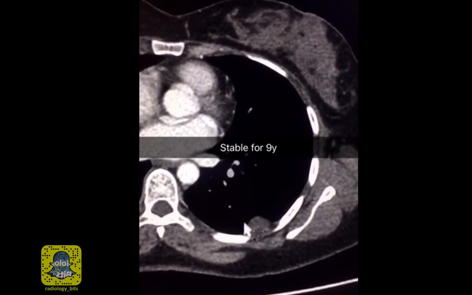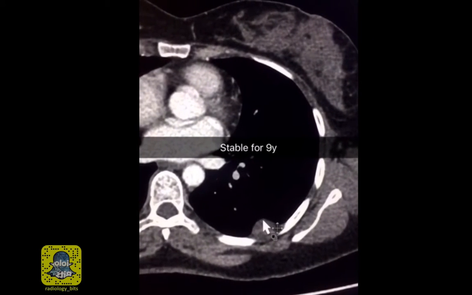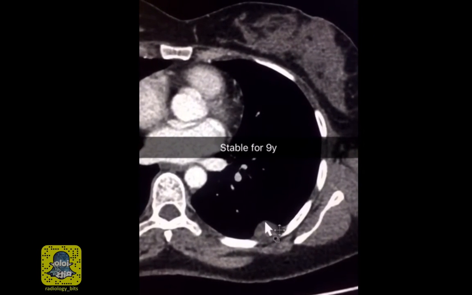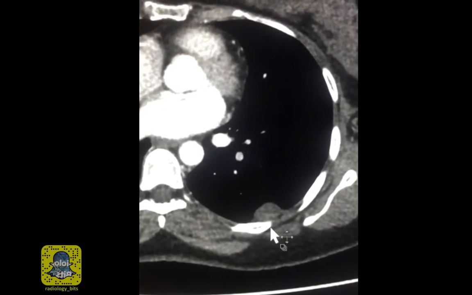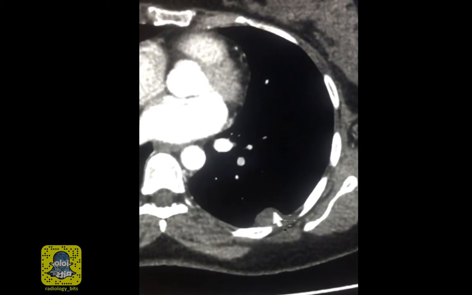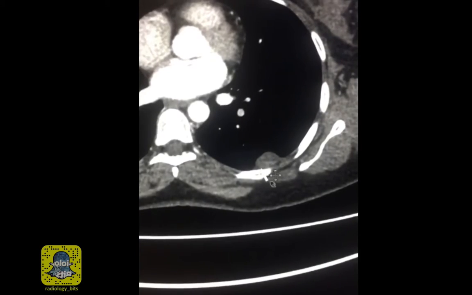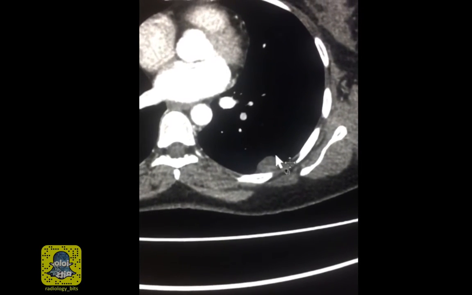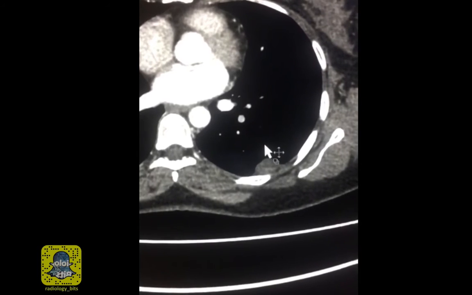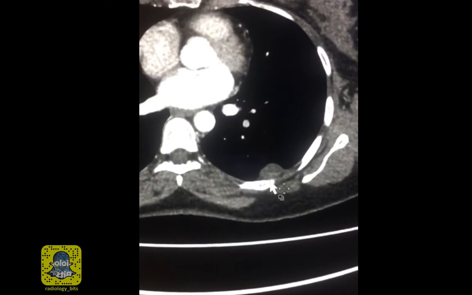More information on this lesion. The abnormality is stable since 2007. Given that this lesion is stable, it's reassuring for a benign nature. It is not associated with lung changes, and it's not intraparenchymal. It's either pleural or subpleural.